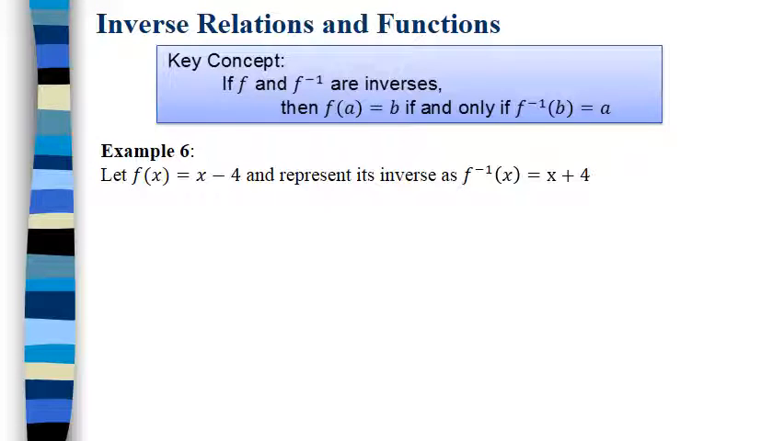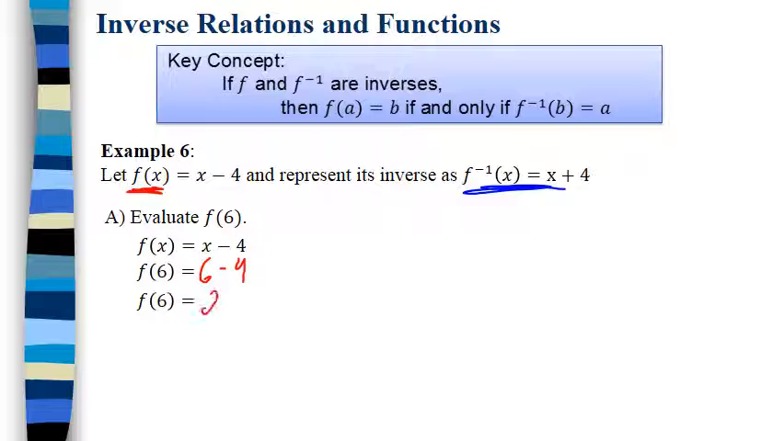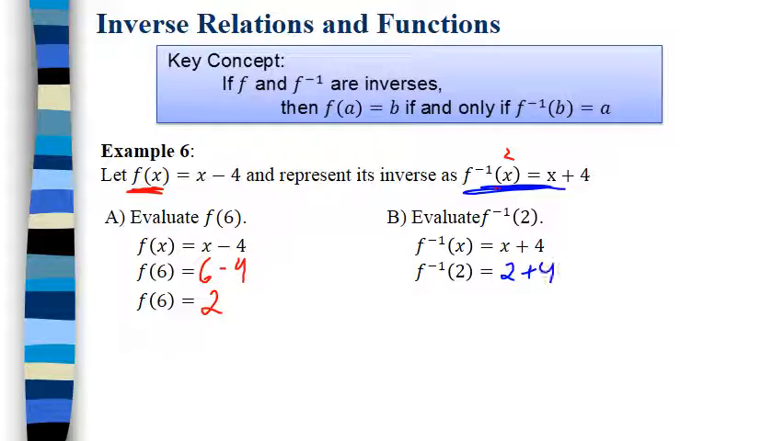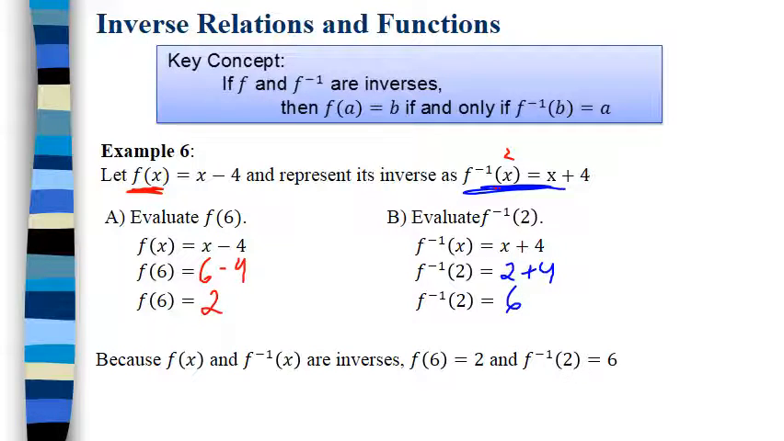In practice, what this means is if we have f of x is x minus 4, and the inverse of f of x is x plus 4, then if I evaluate f of 6, so that means put in 6 for x, so 6 minus 4, of course, is 2. So if f of 6 is 2, then we can assume the inverse, if I put in 2, I should get out 6. And so I can evaluate that to check and see if that works. If I put in 2, so 2 plus 4 should equal 6, and in fact it does. And this is because these are inverse functions.